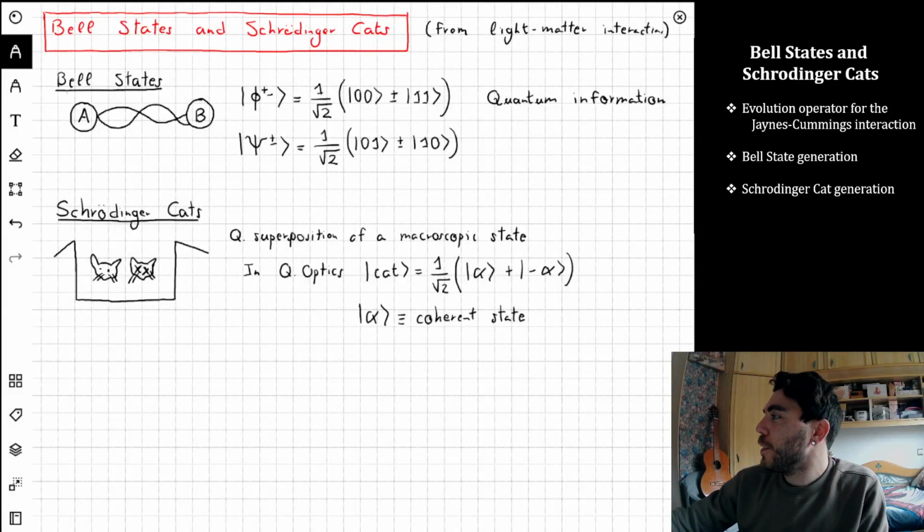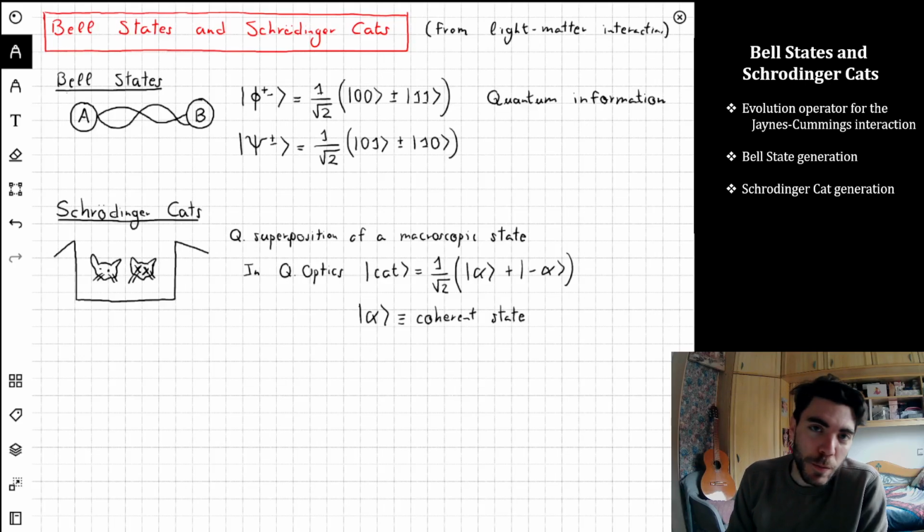Welcome back, everyone. In the last video I promised that we are going to see some applications of the light-matter interaction that we have derived in the quantum model, in particular the Jaynes-Cummings Hamiltonian and the Jaynes-Cummings light-matter interaction. And this is what we are going to do in this video.